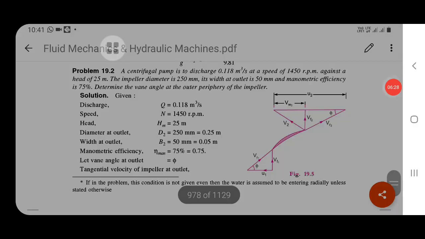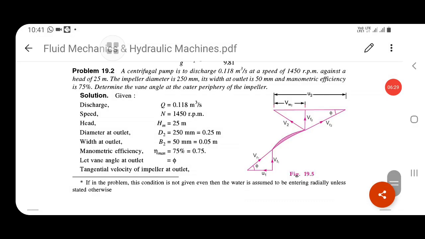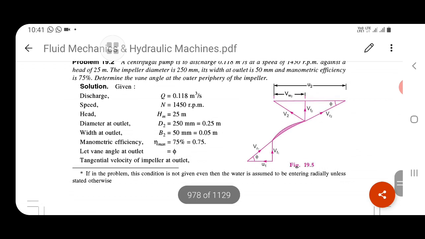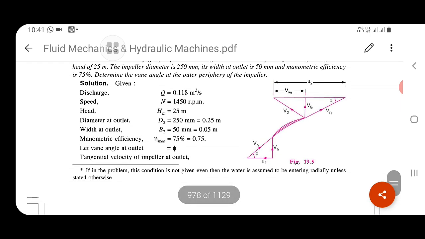So the next example is: a centrifugal pump discharges 0.118 meter cube per second at a speed of 1450 rpm against a head of 25 meter. The impeller diameter is 250 mm and the width at outlet is 50 mm. The manometric efficiency is 75%. Determine the vane angle at the outlet periphery.